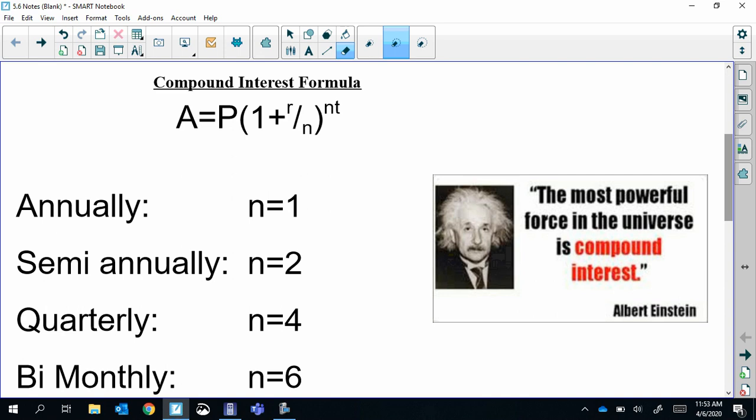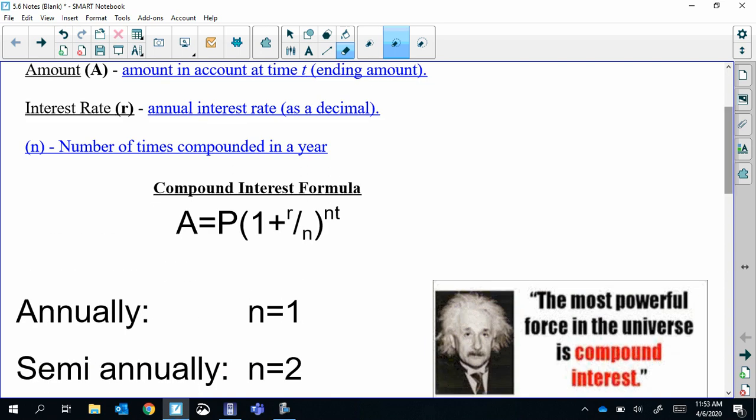So the compound interest formula is A equals P, parentheses, 1 plus R over N, and then the exponent is NT. So exponents, the bigger the exponent, the bigger the return, the bigger the growth will be. So the two things that work with that are N, how many times it's compounded, so that can help you out, and then T, which is time, the amount of time that is in there.